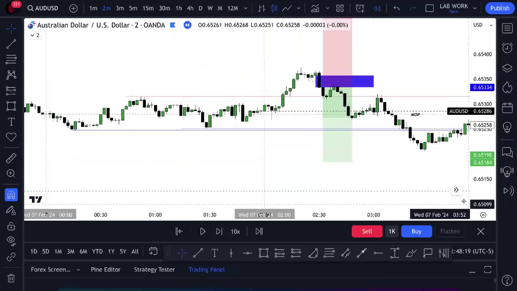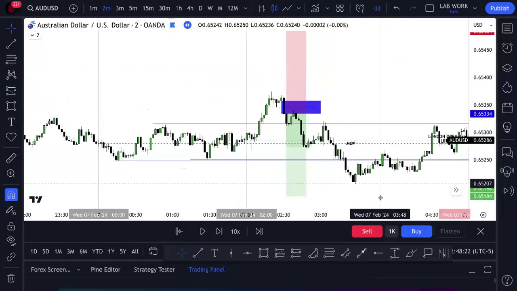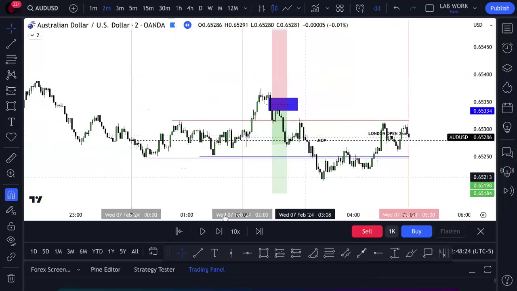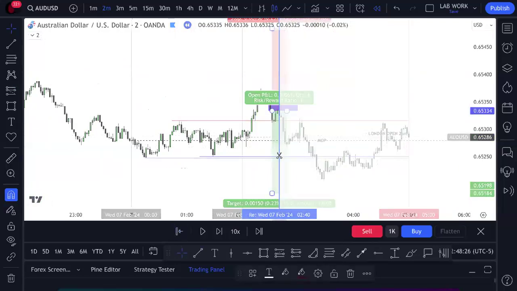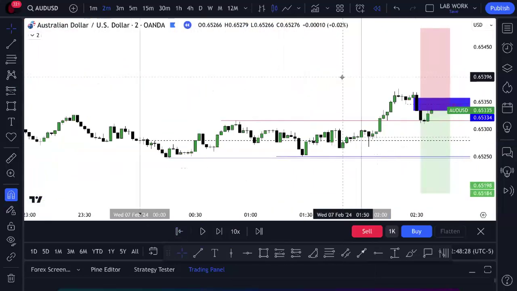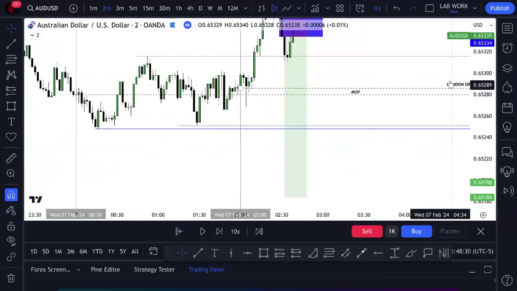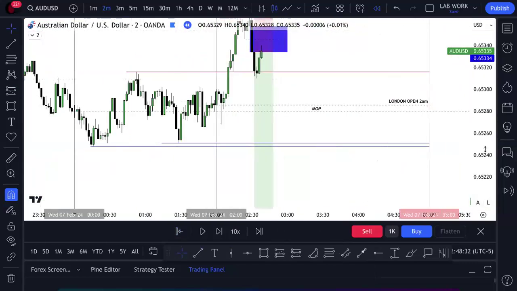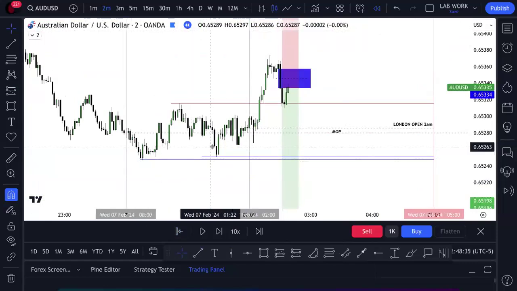Same idea and same principle. I like when the projections get me back to London Open, and I like when the projections get me back down to sell side liquidity.